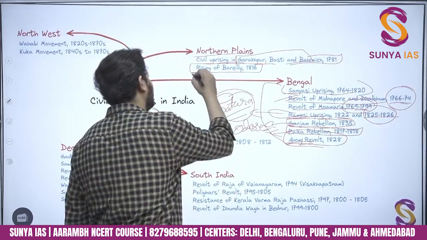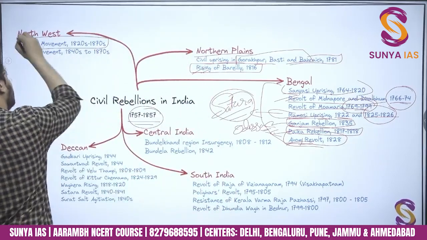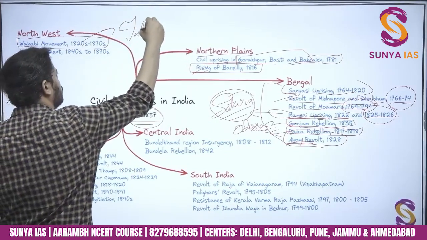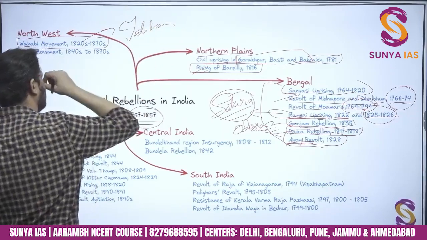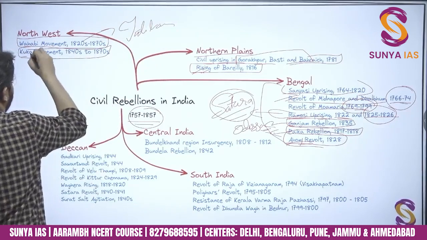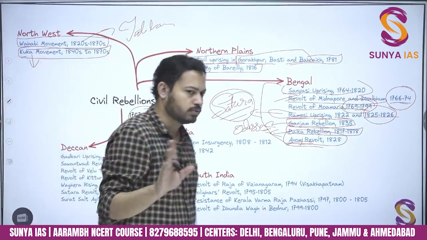So people rebelled. Okay. Northwest Wahhabi movement. This is basically from where the Taliban movement also started. So these people kept on rebelling from the 1820s onwards, and the Kuka movement is something which started in 1840. Basically, the Kuka movement is not something which started because of the Britishers.